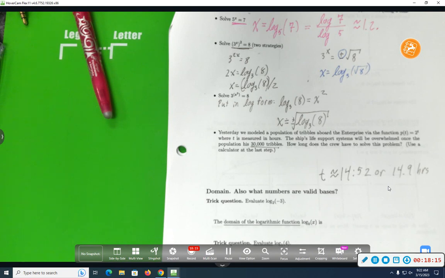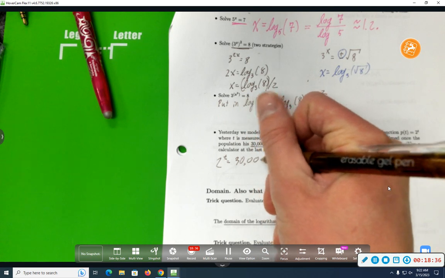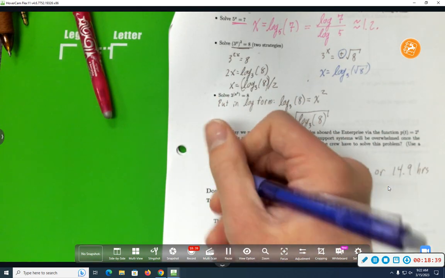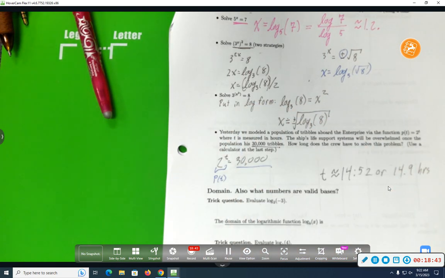So let's try to model this problem in terms of some functions. If we want to know when the population will hit 30,000, what equation do we need to solve? That'd be 2 to the power of t equals 30,000. So there's a formula for P of t. We want to know when it will hit that number, so we need to solve that for t. Now that it's written down, does that look super easy to solve for t?